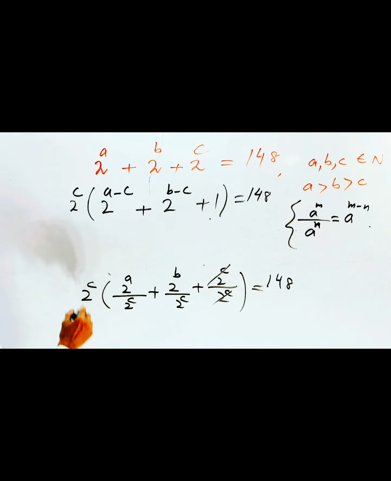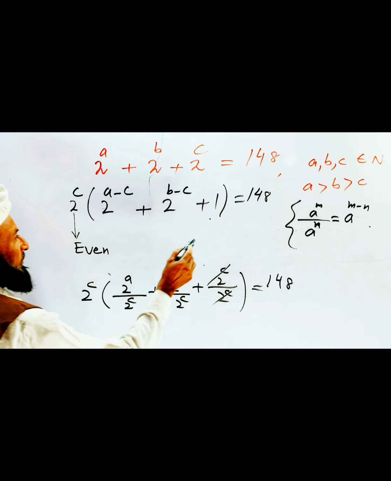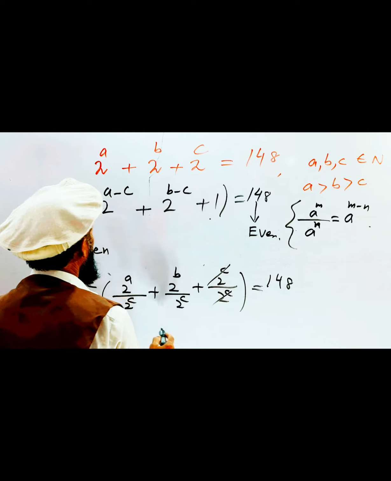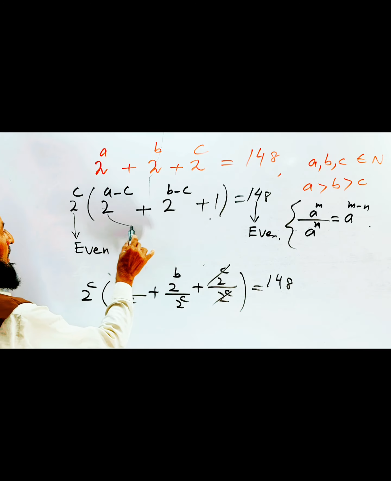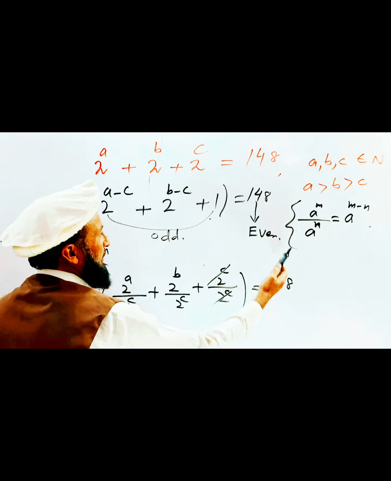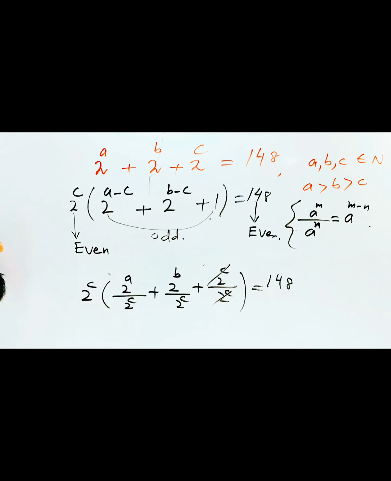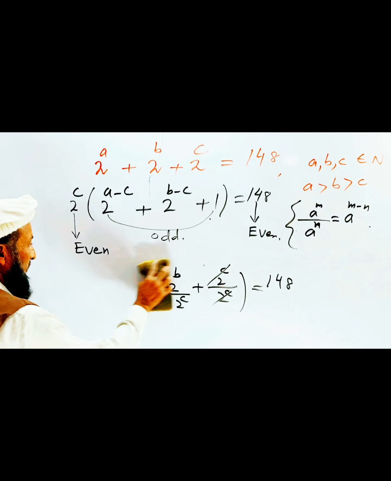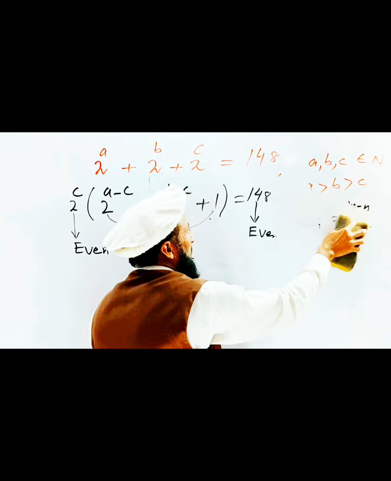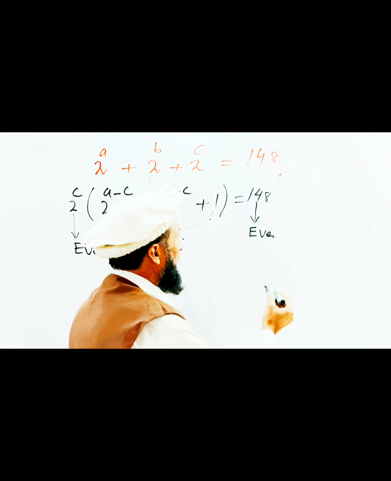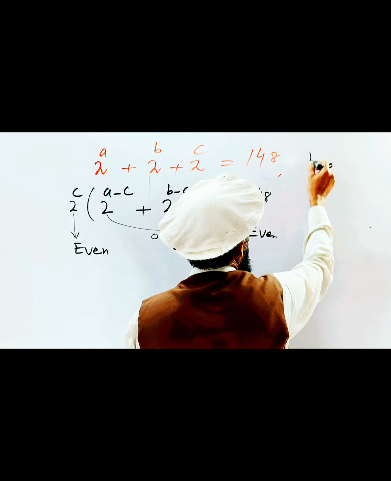Now this term is an even number, and similarly 148 is also an even number. But this term is completely an odd number, and the right side is also an odd number. We are required to factorize 148. We factorize this one, 148.